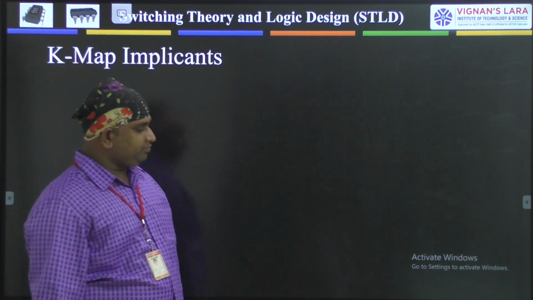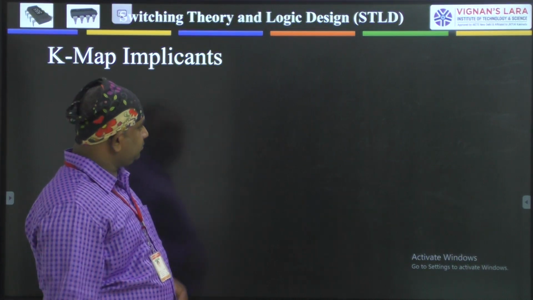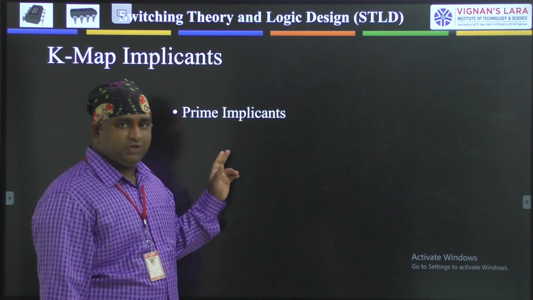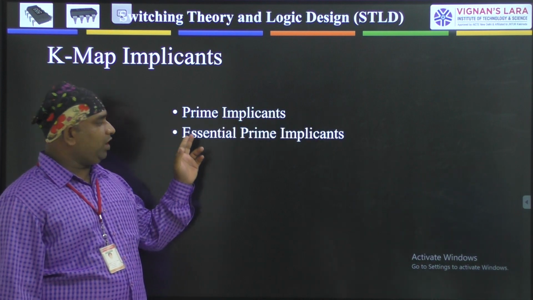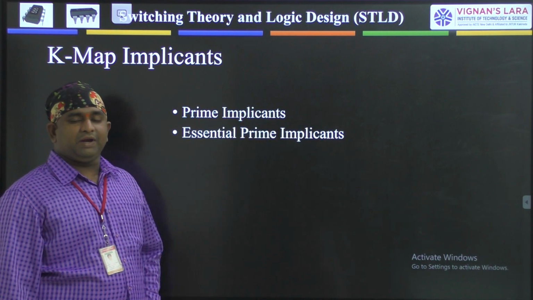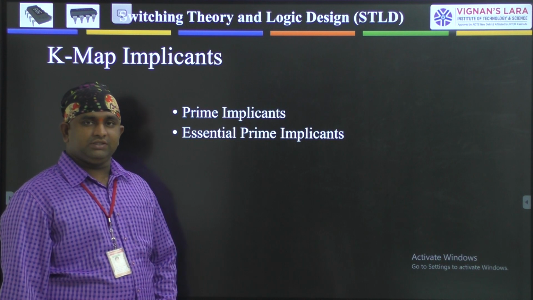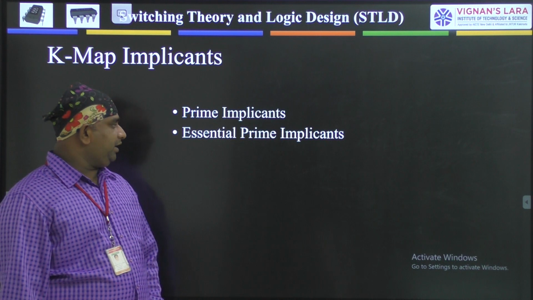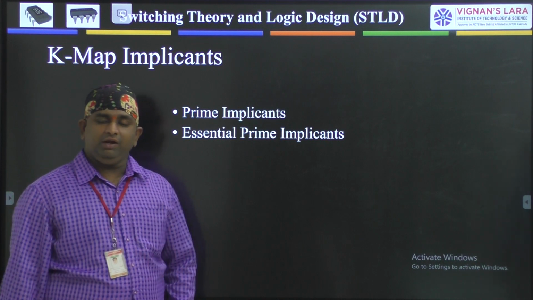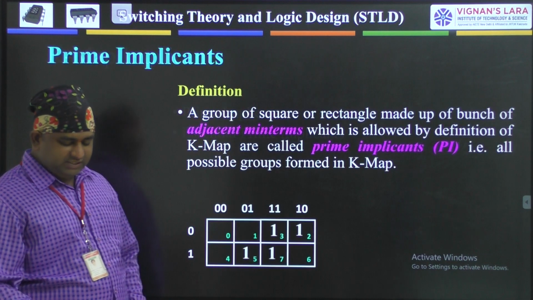So coming to the first one, here we have two types of implicants available in this K-map. The first one is prime implicants and the second one is essential prime implicants. What is meant by prime implicant? What is meant by essential prime implicant? Let us see an example.